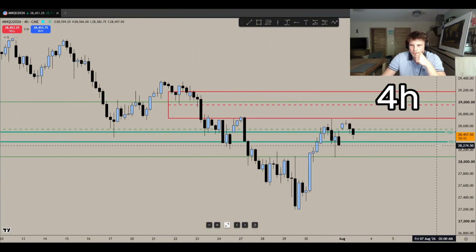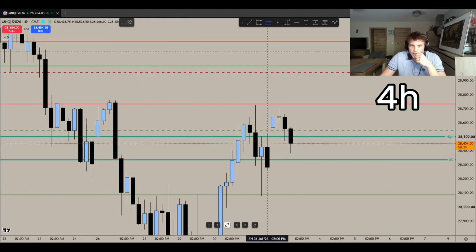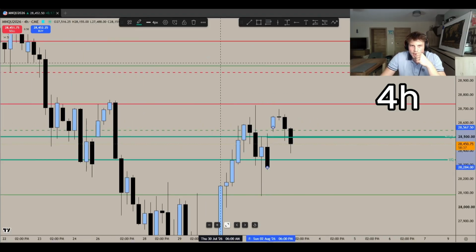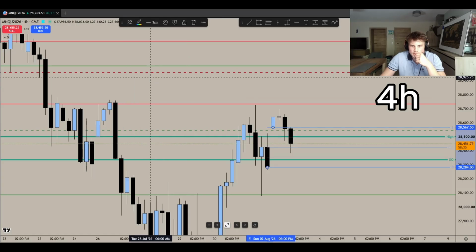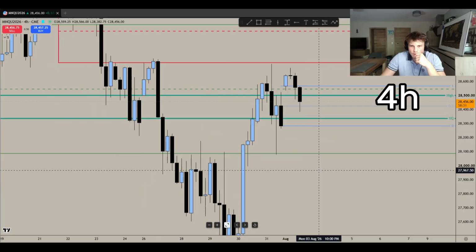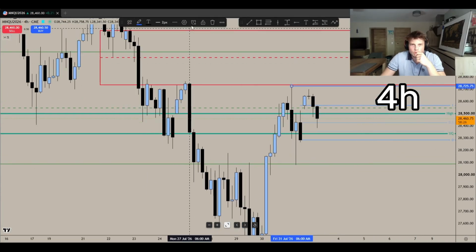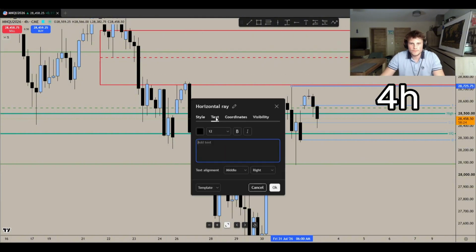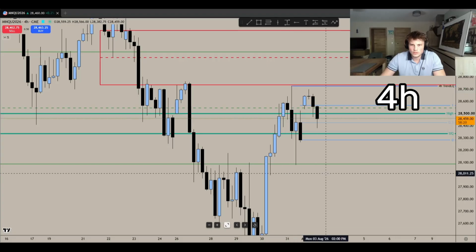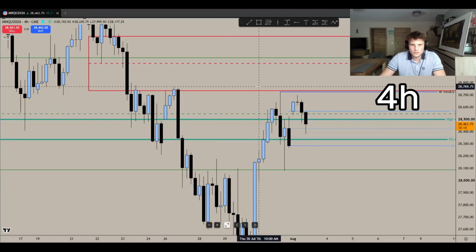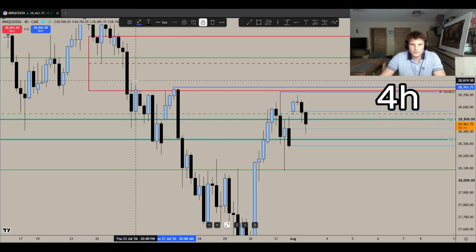4 hour, we have a new week opening gap, which is this one. We have already filled the CE, but we're still gonna keep it for now, see how it reacts to it. 4 hour trend liquidity would be this one. 4 hour trend Q. And then, yeah, these are pretty clean highs up here. We can definitely mark these up.